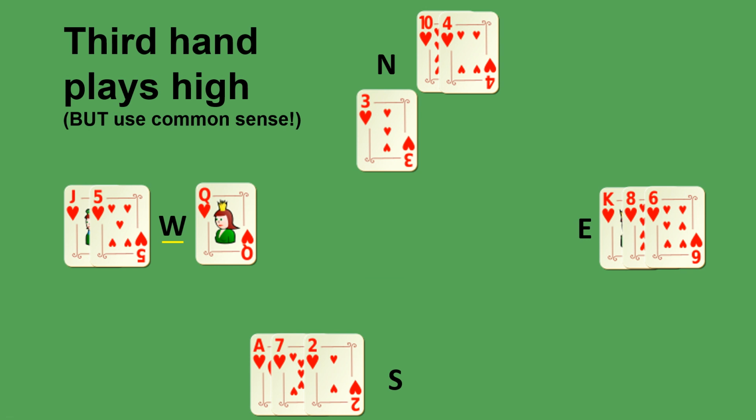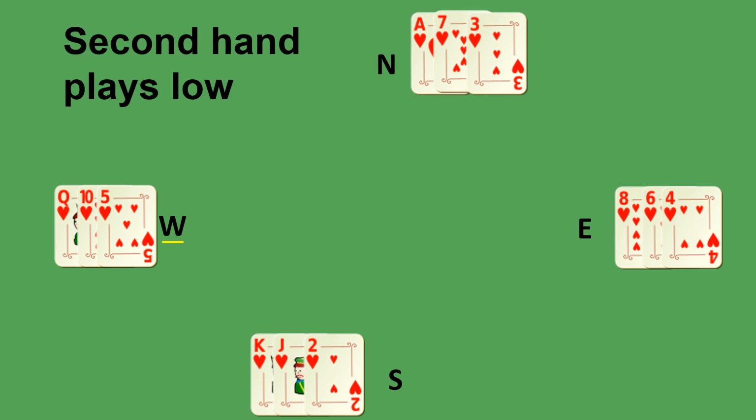Hopefully you can see that there is no point in East putting his king on top of his partner's queen. That's just a waste. So there are times when East doesn't follow the third hand plays high rule. He just plays a low card and saves his king for another time.